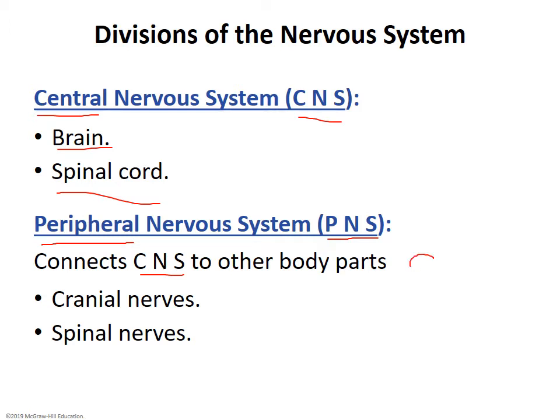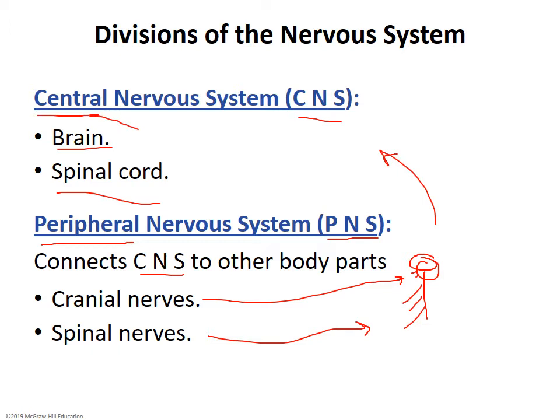So if I have a brain and a little spinal cord down here, which are the central nervous system, off of the spinal cord I'm going to have nerves called spinal nerves. And then at the brain stem I'm going to have special nerves that come out that are called cranial nerves. Again, there are 12 cranial nerves. We'll look at these in the next chapter. But that's the peripheral nervous system.